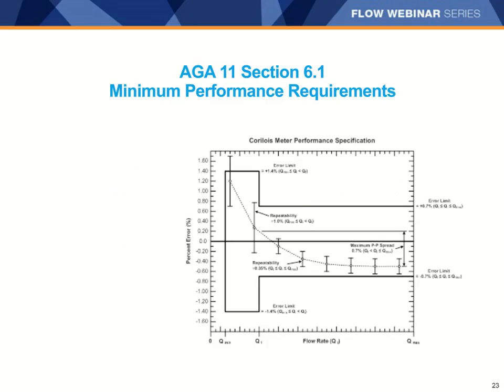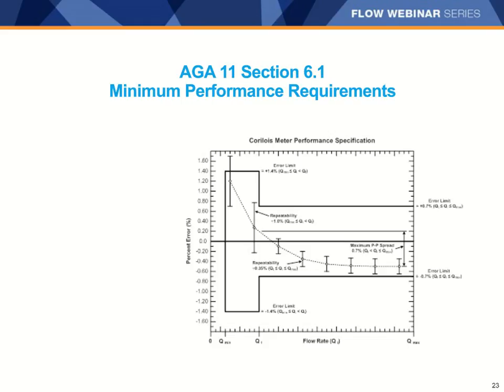This graph shows the minimum accuracy requirements for Coriolis meters measuring natural gas that comes straight from AGA 11. There's a basic minimum requirement of plus or minus 0.7% accuracy in the range of flow rates above the Q sub T flow rate. Below Q sub T, the meter accuracy requirements become wider.